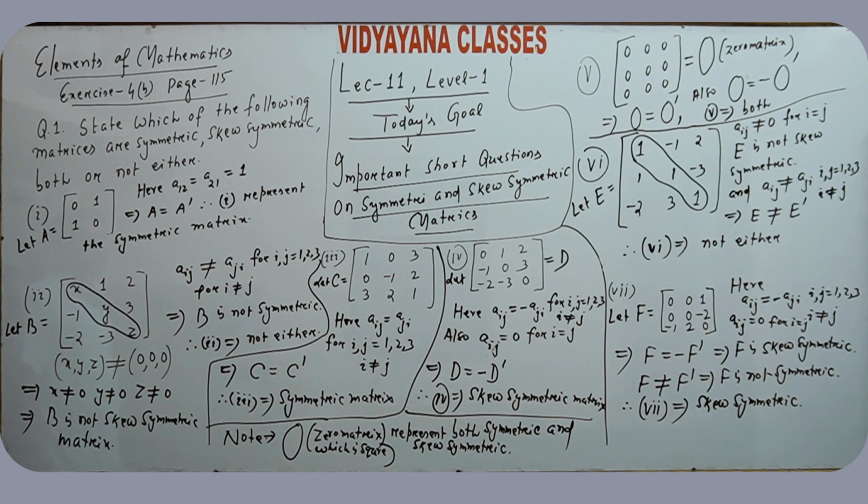Second bit, all diagonal elements are not all 0. B is not skew symmetric. In a skew symmetric matrix, all diagonal elements are 0. Here x not equal to 0, y not equal to 0, z not equal to 0. So, B is not skew symmetric.